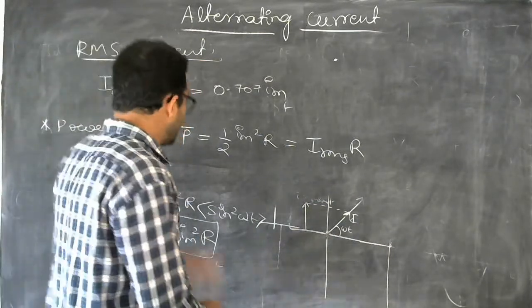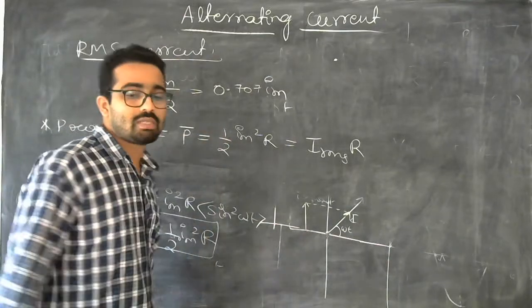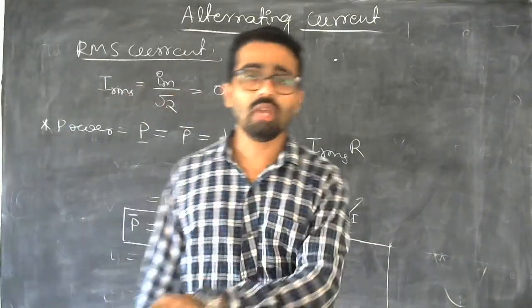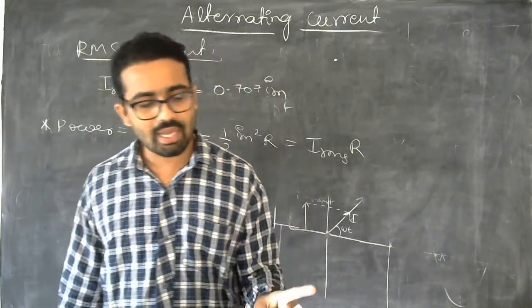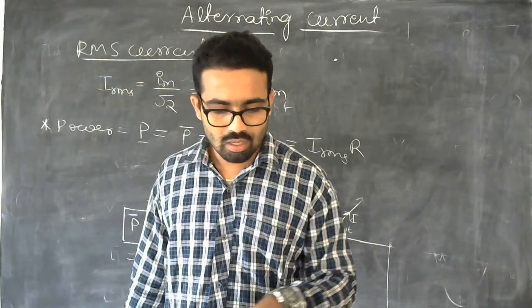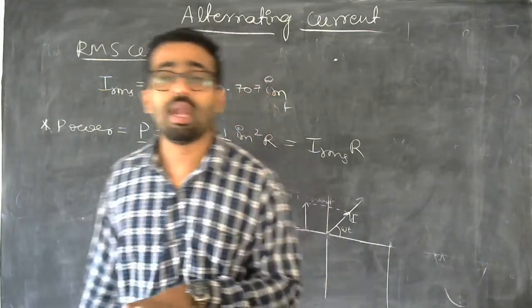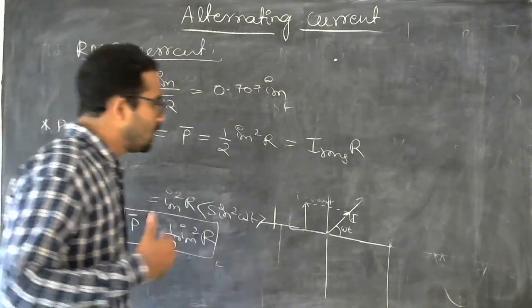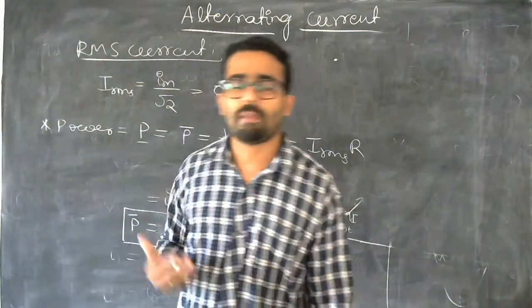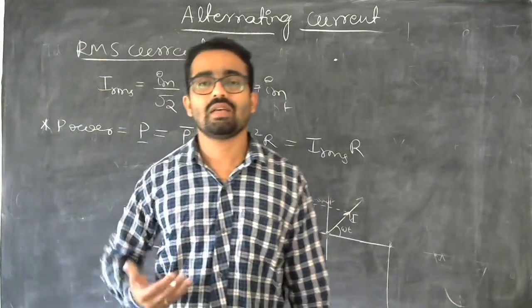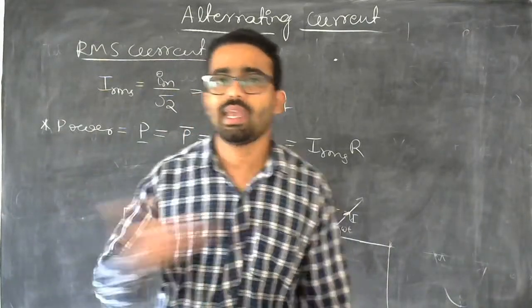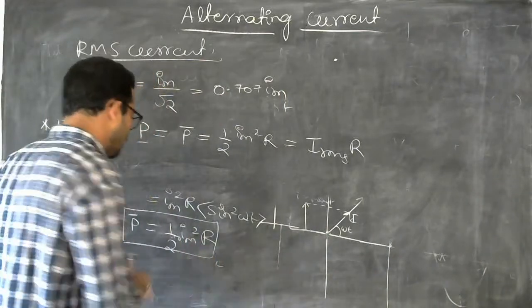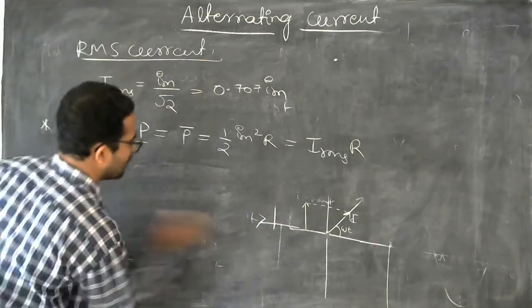So this is the concept of RMS current. RMS current is equivalent to DC current, and it would give the same average power loss as alternating current would in any kind of circuit. So this is about power.